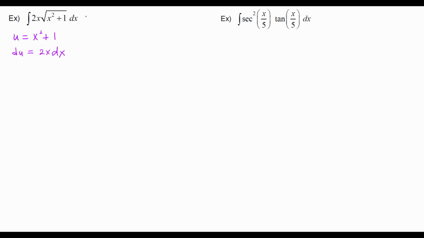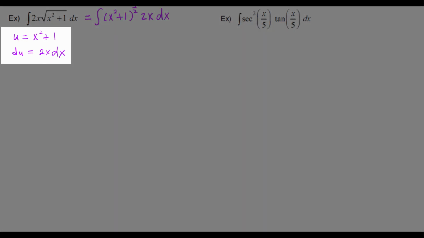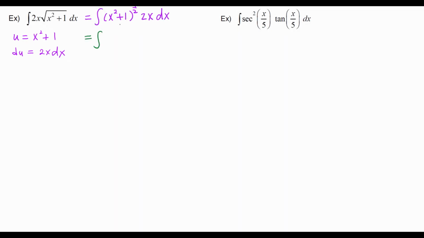Now, let's rewrite this as a power. So what I have is x squared plus 1 to the 1/2 power. I'm gonna write 2x on the back, and you know multiplication is commutative, so I can switch the order. I already determined my u and du. So now you can actually substitute. When you substitute, x squared plus 1 was your u, so now you have u to the 1/2 power, and 2x dx can be replaced by du.